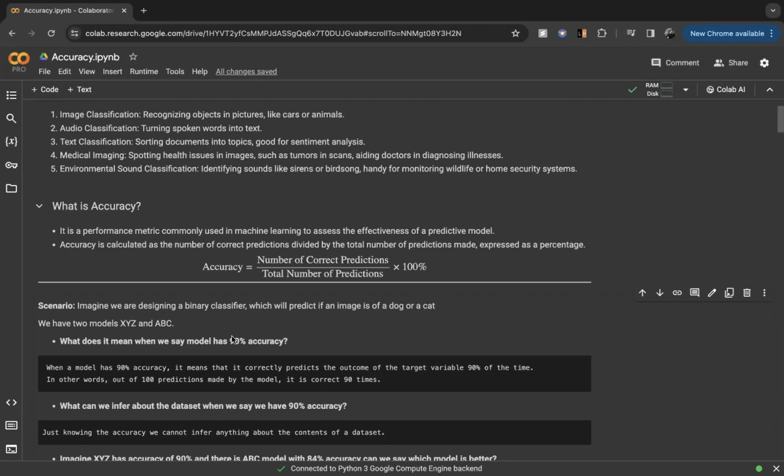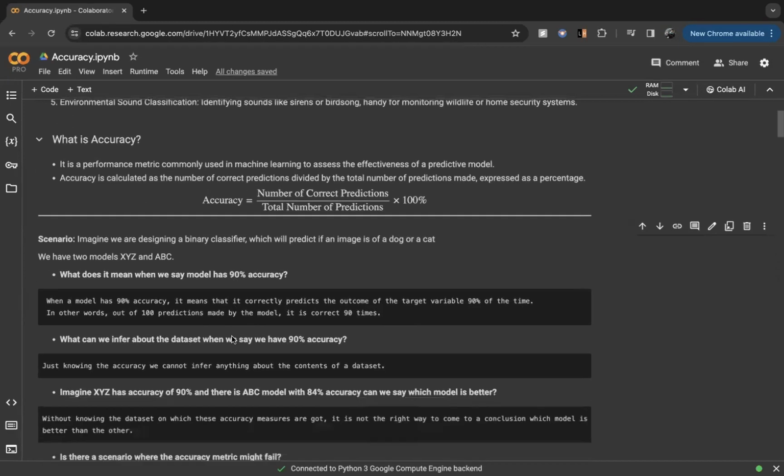Let's talk about a scenario where we are designing a binary classifier to predict if an image is of a dog or a cat. Say we have two models, XYZ and ABC. What does it mean when we say a model has 90% accuracy? It means that on a given data set, 90% of the time the model predicted the output correctly, whether it's a dog or a cat. If there are 100 images, 90% accuracy means the model predicted 90 of the images correctly.